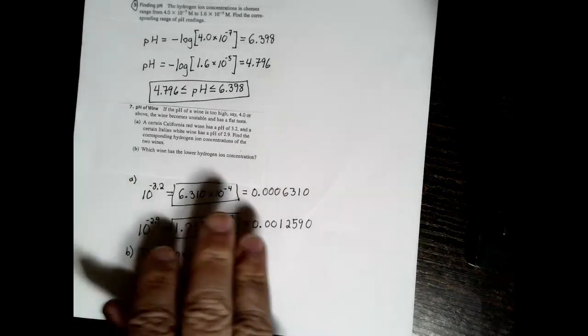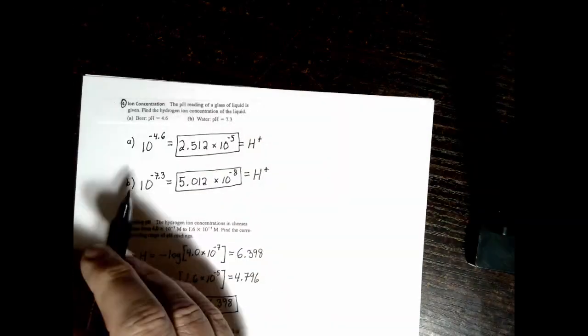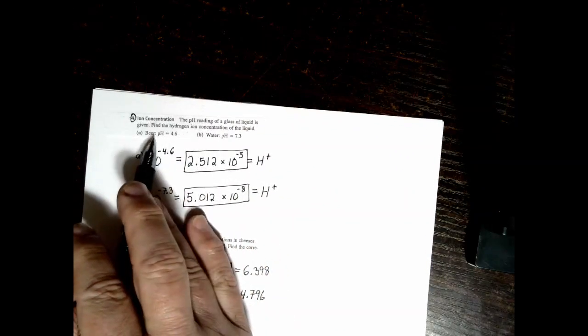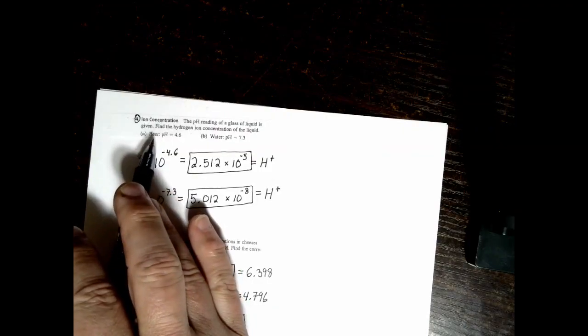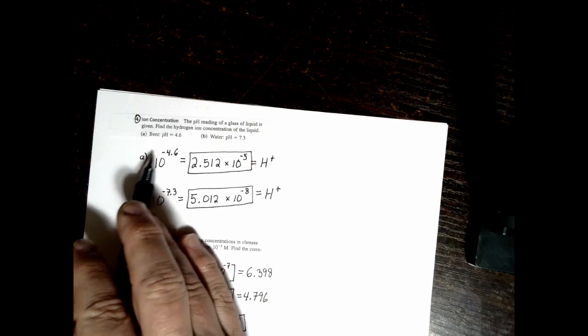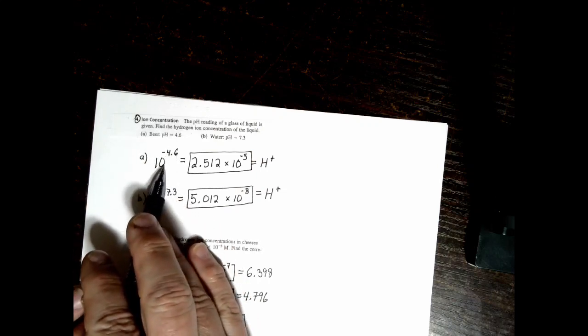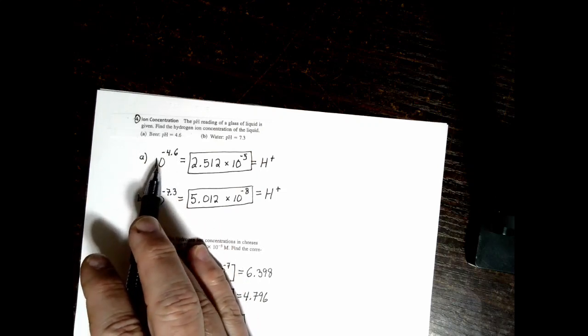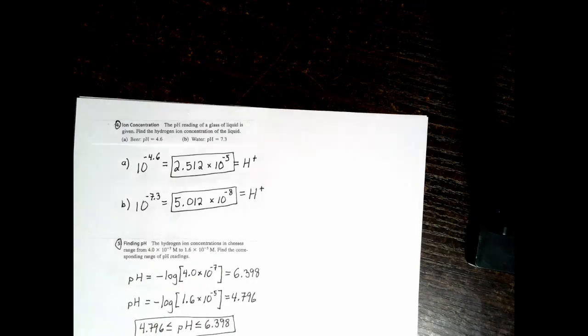Alright, so let's do some of these. First one says the pH reading of a glass of liquid is given. Find the hydrogen ion concentration. So if they give you the pH, you just plug in the pH. Oops, let's do the first one. Let's do question 1 first.